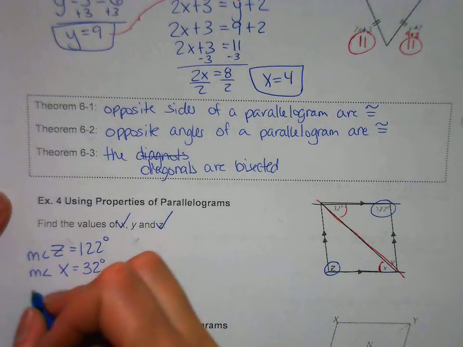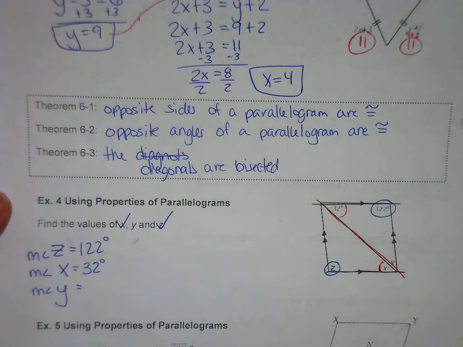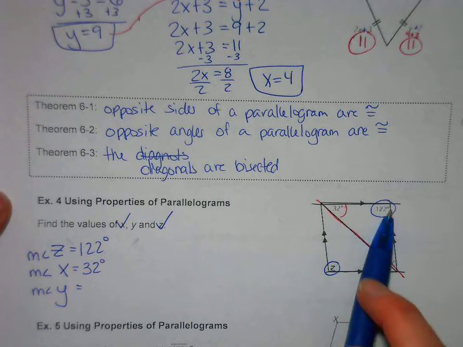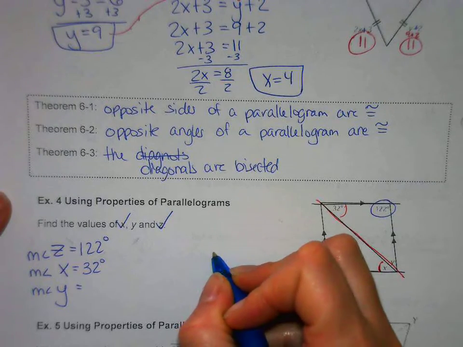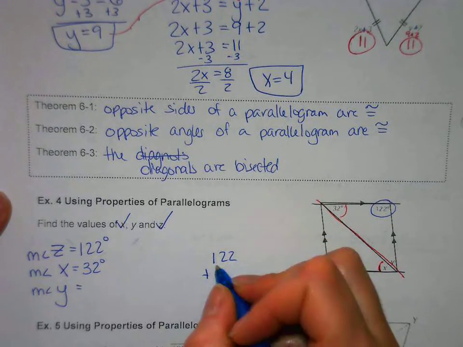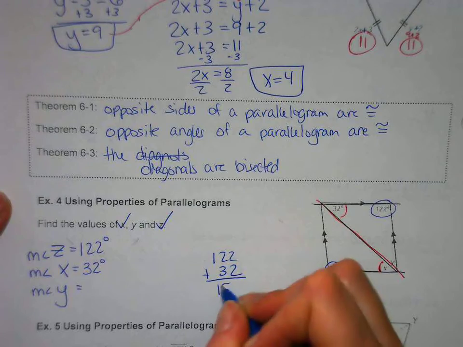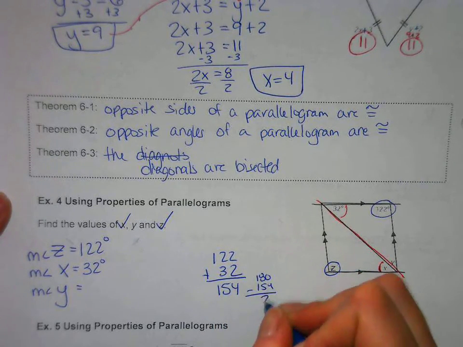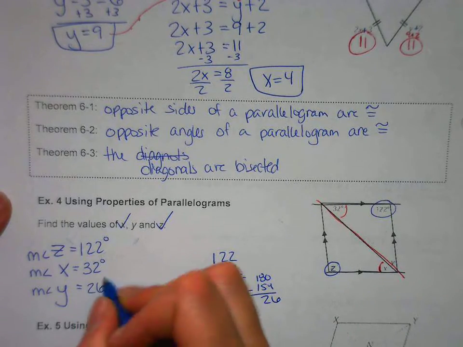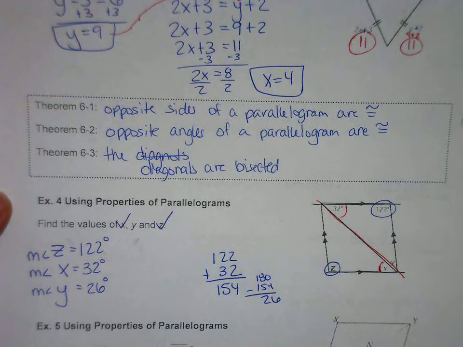So then to find the measure of angle y, I am dealing with a triangle. I know 3 angles add up to be 180. So if I do 122 plus 32, I get 154. And when I subtract from 180, I get 26. The measure of angle y is 26 degrees.